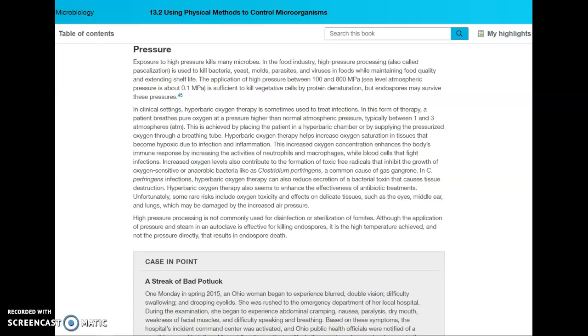But that's really our only uses that we have for pressure. We can't really do it for fomites because when we put them in the autoclave, it's the high temperature, not the pressure. So pressure more common in the food industry and also on skin or other tissue.